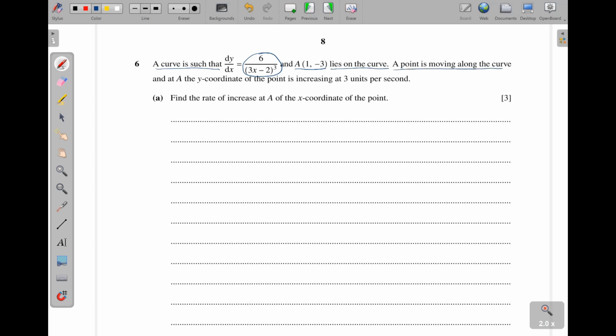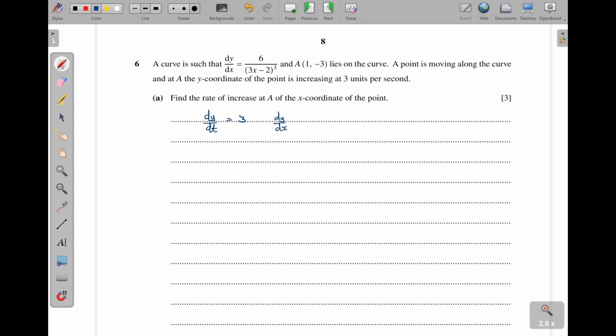A point is moving along the curve, and at A, the y-coordinate of the point is increasing at the rate of 3 units per second. Find the rate of increase at A of the x-coordinate of the point. Now, they want us to find dx/dt, but we are given dy/dt, the rate of change of y, which is equal to 3. And we are also given dy/dx.